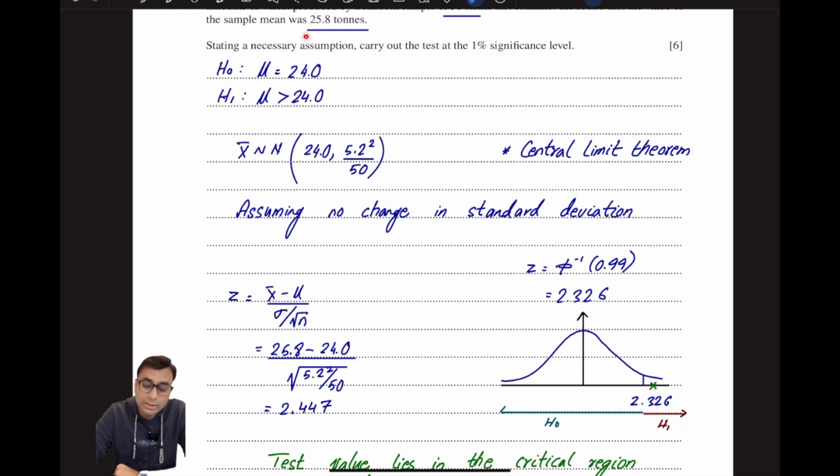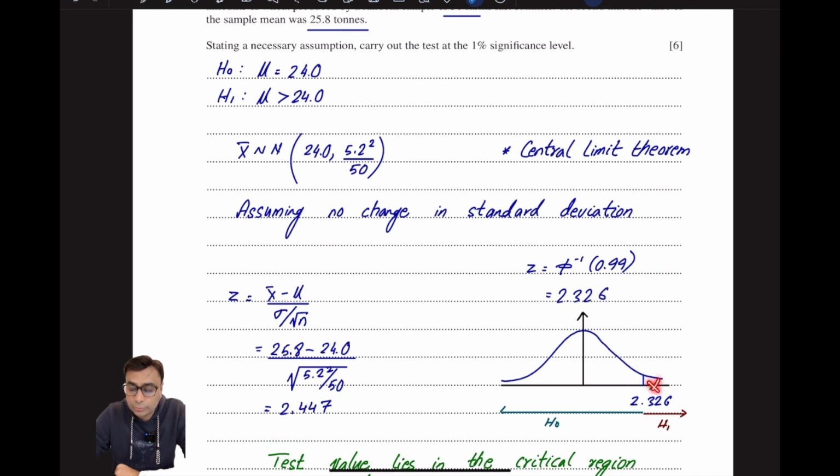The sample mean was found out to be 25.8 tons. So I will do calculations of converting that 25.8 tons into the normalized variable. So I apply the formula Z is equal to X bar minus mu over sigma upon under root n. X bar is 25.8, mu is taken from the distribution, 24.0, divided by square root of the variance. And this comes out to be 2.447.